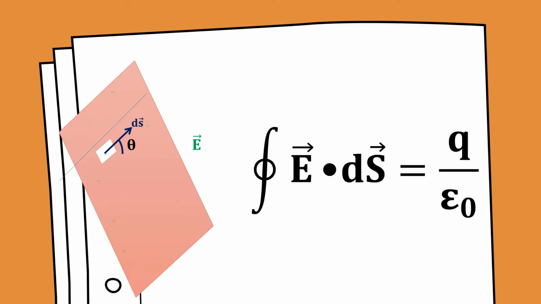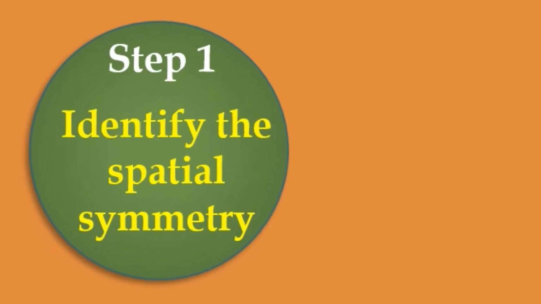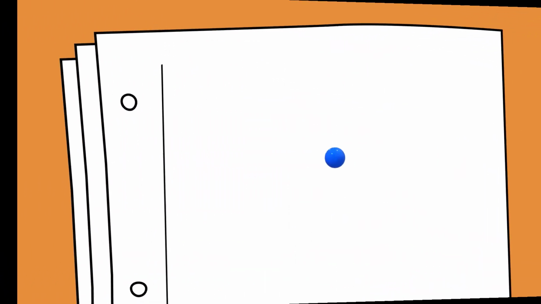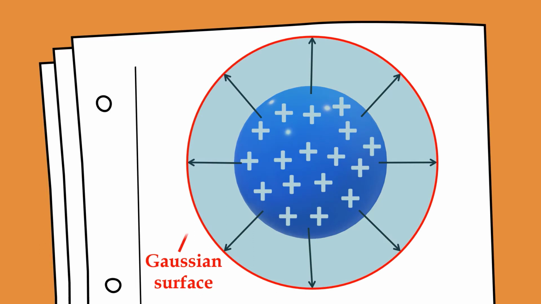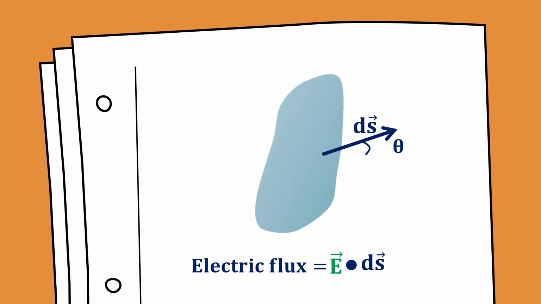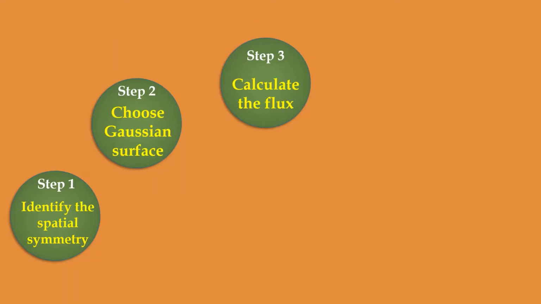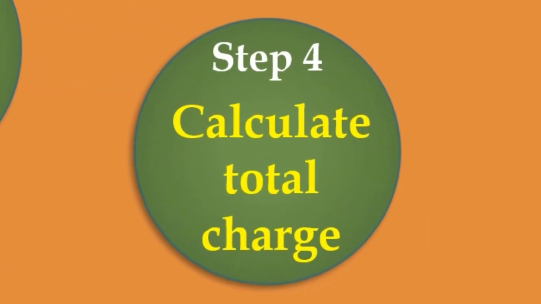We can apply Gauss theorem by following 5 steps. Step 1. Identify the spatial symmetry of the charge distribution. For example, for a point charge, the charge distribution has spherical symmetry. Step 2. Choose a correct Gaussian surface. A Gaussian surface is an imaginary closed surface in 3-dimensional space through which the flux of the vector field is calculated. Step 3. Calculate the flux through the surface. That is, we have to find out the value of integral E dot ds. Step 4. Calculate the amount of charge enclosed by the Gaussian surface. That is, we have to find the value of Q.